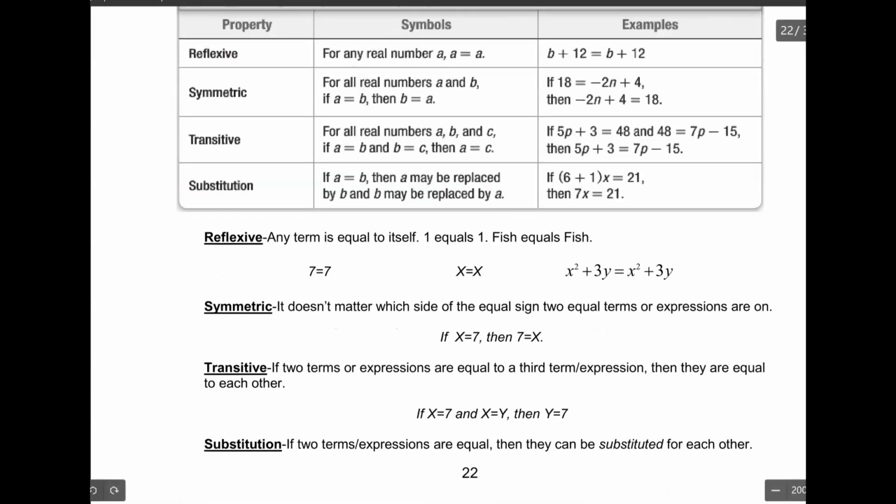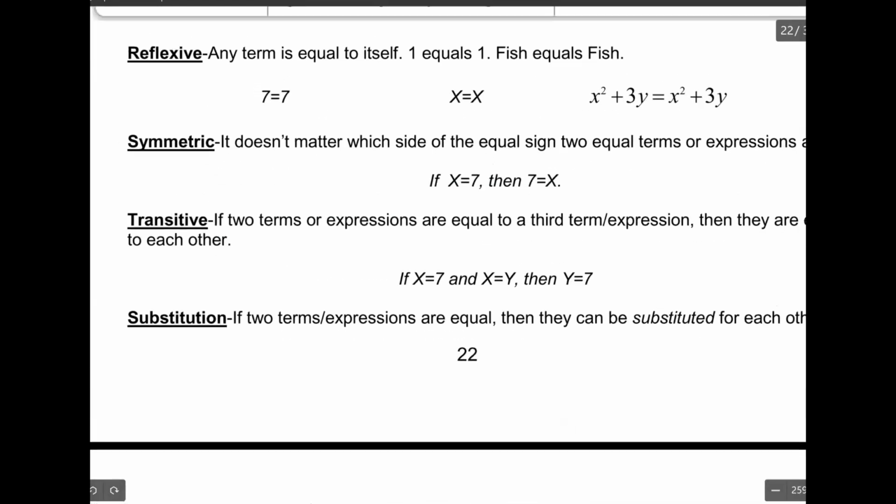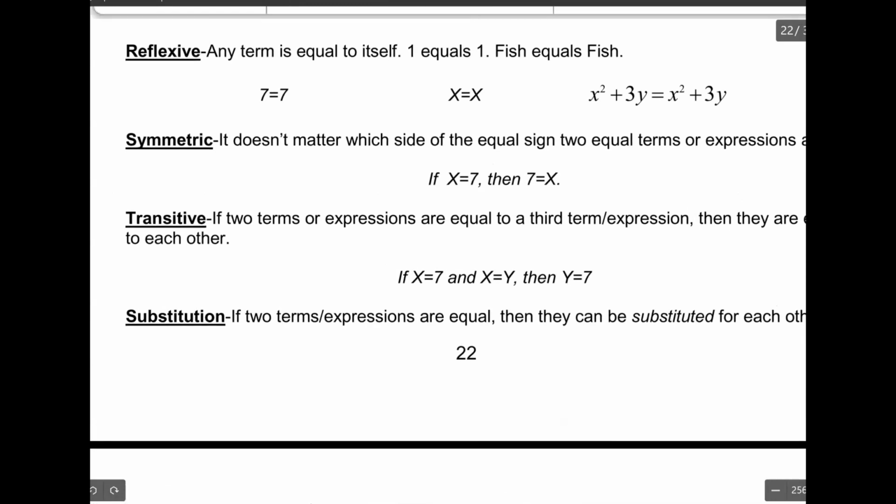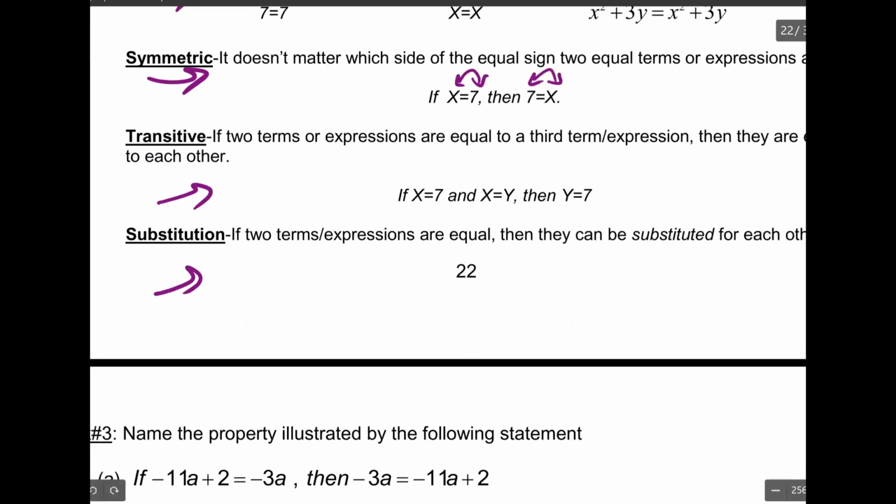I just want to talk about a couple of properties of equality. Reflexive: any term is equal to itself. We did cover this yesterday a little bit. Reflexive and symmetric. Symmetric flips it. If x equals 7, 7 equals x. Both of those were in section 1.2. Transitive and substitution were also there.